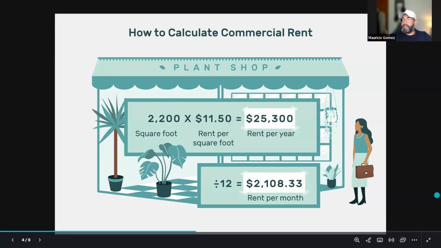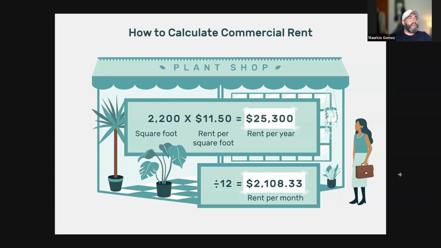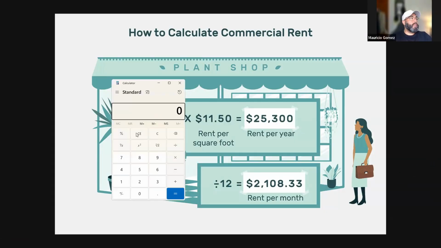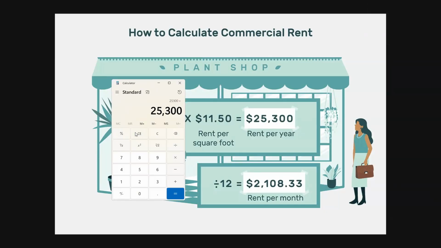Now, let's say that you sign a 5-year lease. What you would do is you would take that 25,000. Does everyone see my calculator, by the way? Yes. Okay. So let's say you signed a 5-year lease on this, right? It doesn't seem like a lot. It's a $2,000 a month rent. But let's say you sign 5 years on this. That's $126,500. And it's going to be a little more than that because remember, commercial leases have yearly escalations.